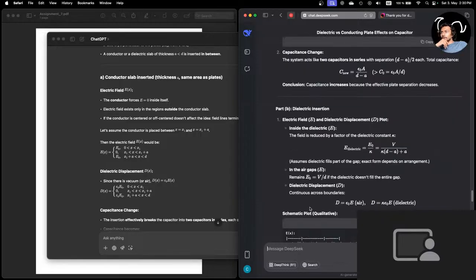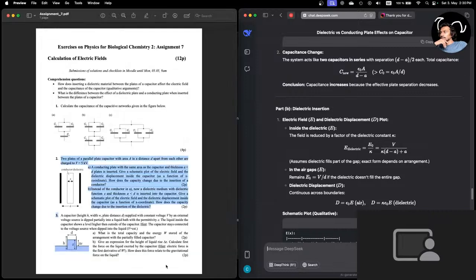Part B, dielectric insertion. Where is the equation with X?